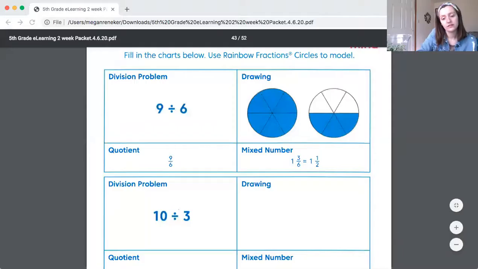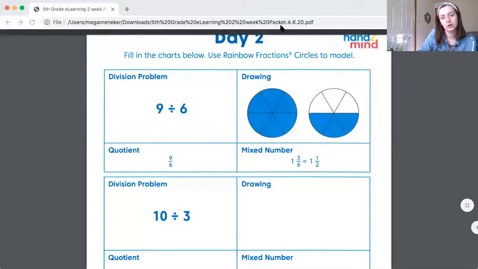Hi everyone, in this video we are going to talk about how to solve division problems using fractions. So this will go along with week 2, day 2 of your packet. I'm going to have you all open up to the first day 2 page, which should look something like this. Okay, and we're going to go ahead and take a look at the second problem.